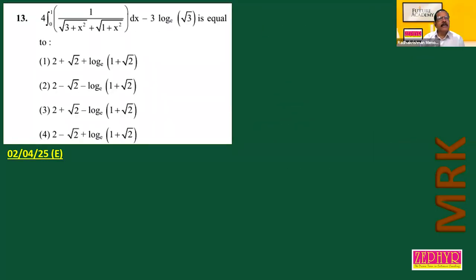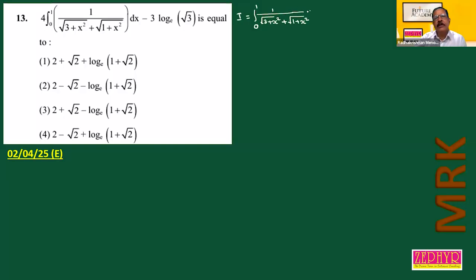4 into integral 0 to 1, 1 by root of 3 plus x squared plus root of 1 plus x squared dx. Okay, here it is very clear how to do the question. You have to evaluate integral 0 to 1, 1 by root of 3 plus x squared plus root of 1 plus x squared.